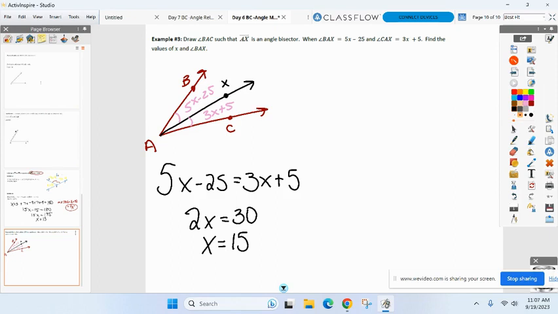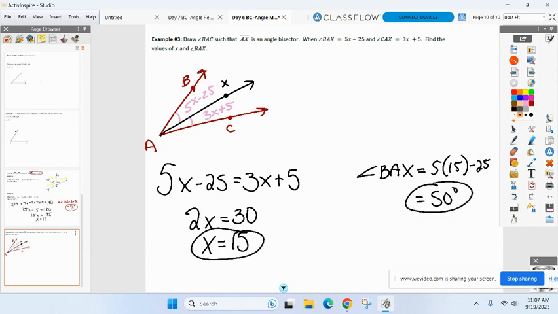X equals 15. And then you guys are plugging it back in to find BAX. So 5 times 15 minus 25, that should have given you 50 degrees for the angle, 15 for X. Okay, all set? And we'll do the angle bisector tomorrow when we do all the constructions, all right? Any issues here? Okay, now I want to transition over to the homework.